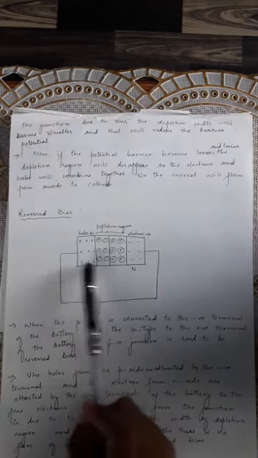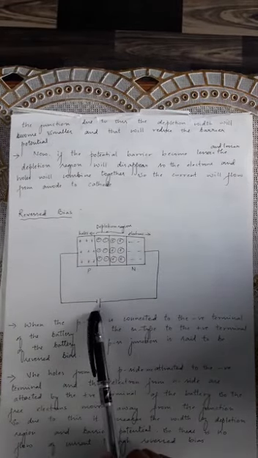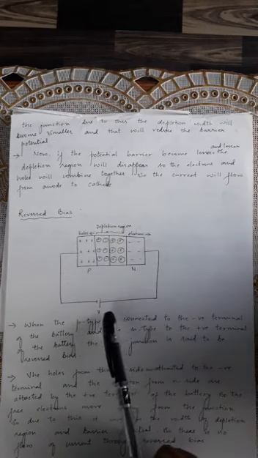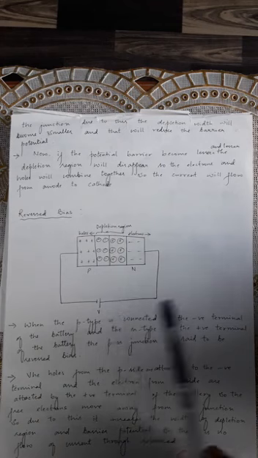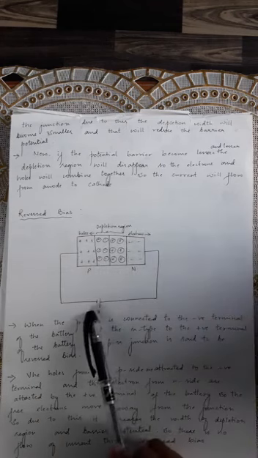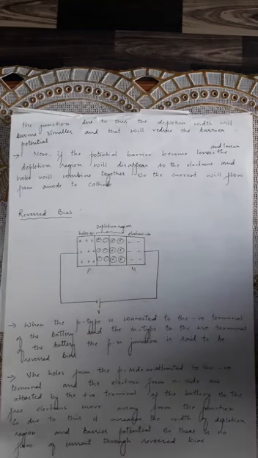Now this is the diagram for the reverse bias. When the P-type is connected to the negative terminal of the battery and the N-type is connected to the positive terminal of the battery, the PN junction is said to be reverse biased. The holes from the P side are attracted to the negative terminal and the electrons from the N side are attracted by the positive terminal of the battery. So the free electrons now move away from the junction.